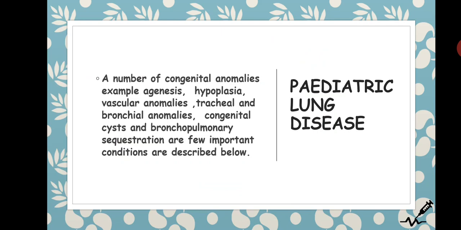Now come to the topic pediatric lung disease. A number of congenital anomalies, for example agenesis, hypoplasia, vascular anomalies, tracheal and bronchial anomalies, congenital cyst and bronchopulmonary sequestration, a few important conditions are described below. But we'll study only the important topics. So the next slide is congenital cyst. We'll continue with the congenital cyst.